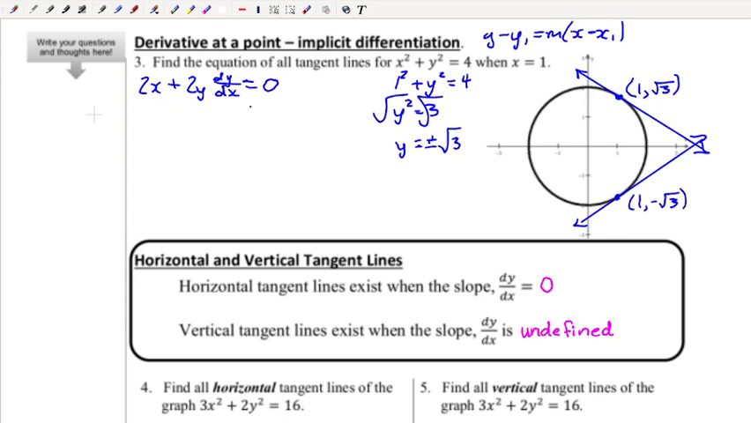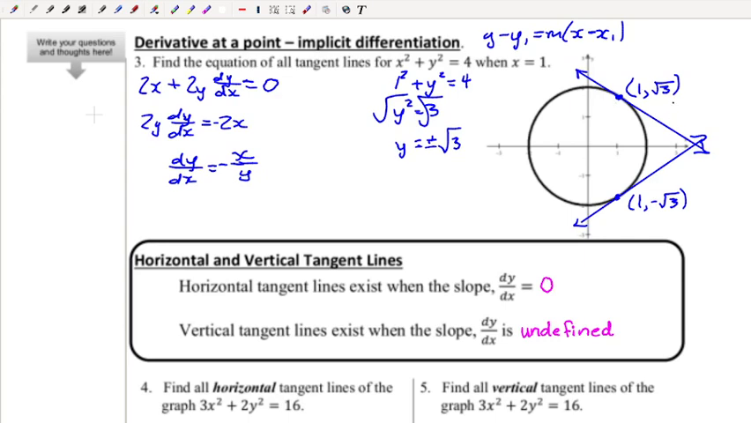Okay, so I want to take this and solve it for dy/dx. I'm going to subtract the 2x to the other side and that gives me 2y dy/dx equals negative 2x. And divide out the 2y, the 2's are going to cancel, and this is going to give me negative x over y. Sorry, I dropped a negative. So to find the slope of each of these tangent lines, which is not going to be exactly the same, I need to plug in the values of x and y into my derivative.